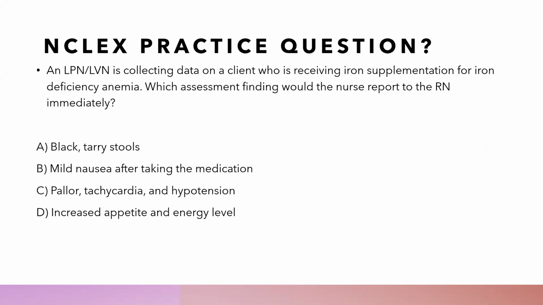And black tarry stools are also a known component of getting iron. Iron actually causes you to have black tarry stools, so it may not be a sign of bleeding. But the most important one here is pallor, tachycardia, and hypotension. So we're talking about a person who has paleness, their heart is beating fast, and they've had a drop in their blood pressure. Yeah, that would be worrisome.